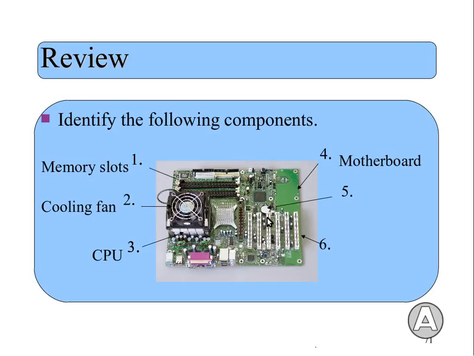What's the thing that looks like a coin? Yeah, that's the battery. And then these things here that are long, usually white, but not always, sometimes they're brown or black, those are expansion slots, and those are for connecting other devices inside your computer.